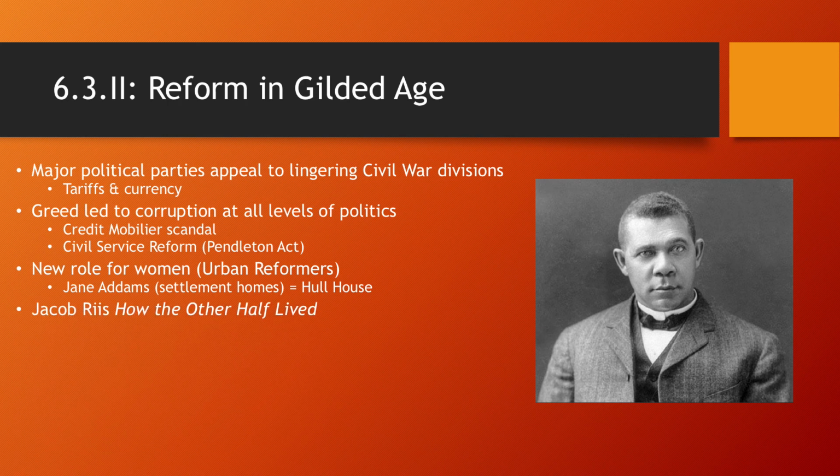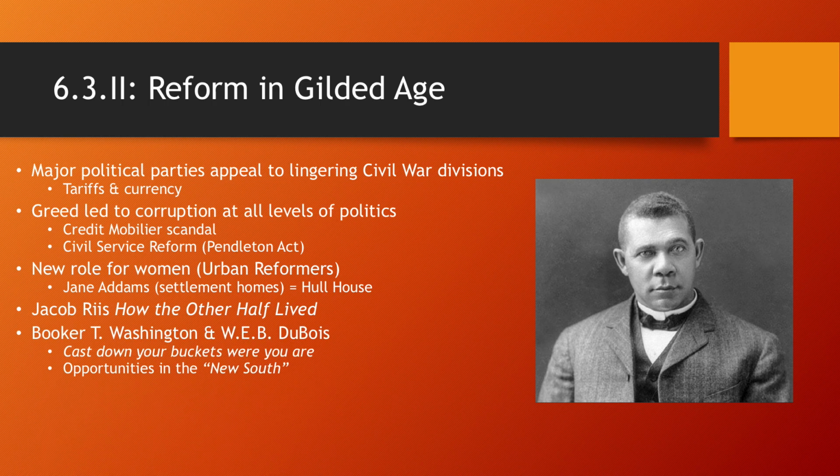Jacob Riis, also, we talked about him during this time period. He published his picture book, his photo book, How the Other Half Lives, in 1890. It helped open up our eyes to what was actually going on with immigrants in those tenement homes and how terrible it was for them and why it was important for us to be involved in this type of reform.